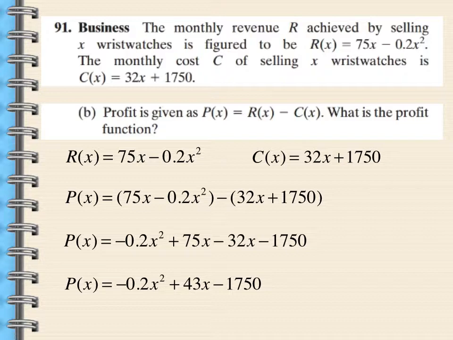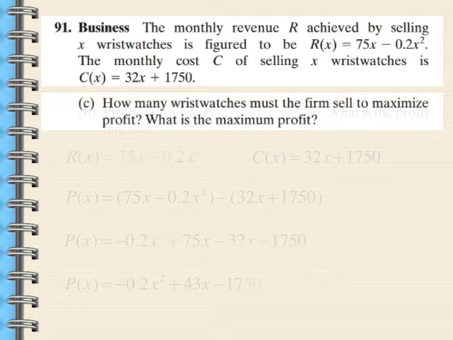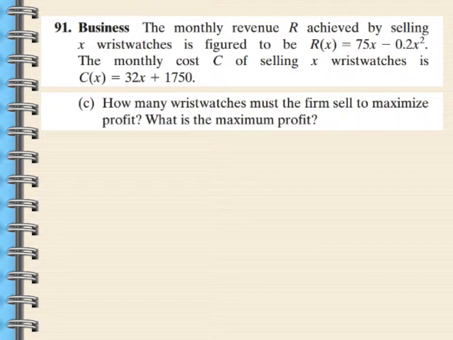And our profit function is also quadratic: negative 0.2x squared plus 43x minus 1,750. So now that I know my profit function is also quadratic, which opens down, there will be a high point for my profit. Part C says, how many wristwatches must the firm sell to maximize profit? What is the maximum profit?